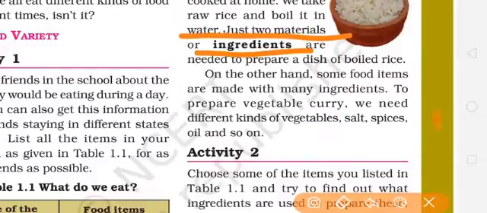On the other hand, some food items are made with many ingredients. To prepare vegetable curry we need different kinds of vegetables, salt, spices, oil and so on.